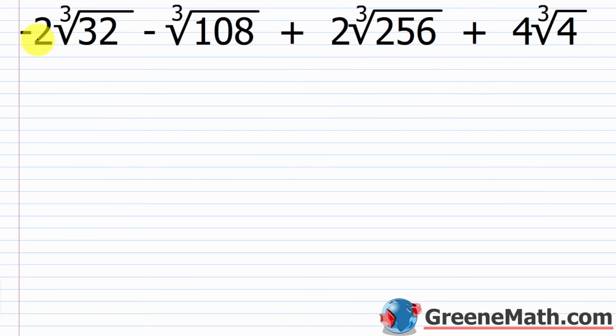All right, so now we have negative 2 times the cube root of 32 minus the cube root of 108 plus 2 times the cube root of 256 plus 4 times the cube root of 4. All right, so we think about 32. We know that there's a perfect cube there. 32 is 8 times 4. Right, again, 8 is a perfect cube. So we put negative 2 times the cube root of 8 times the cube root of 4.